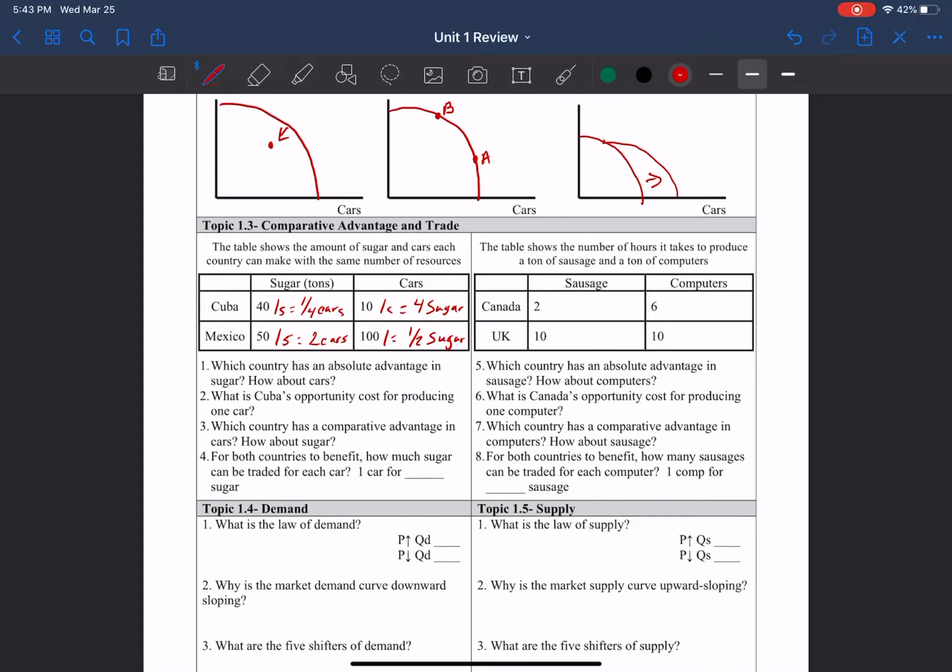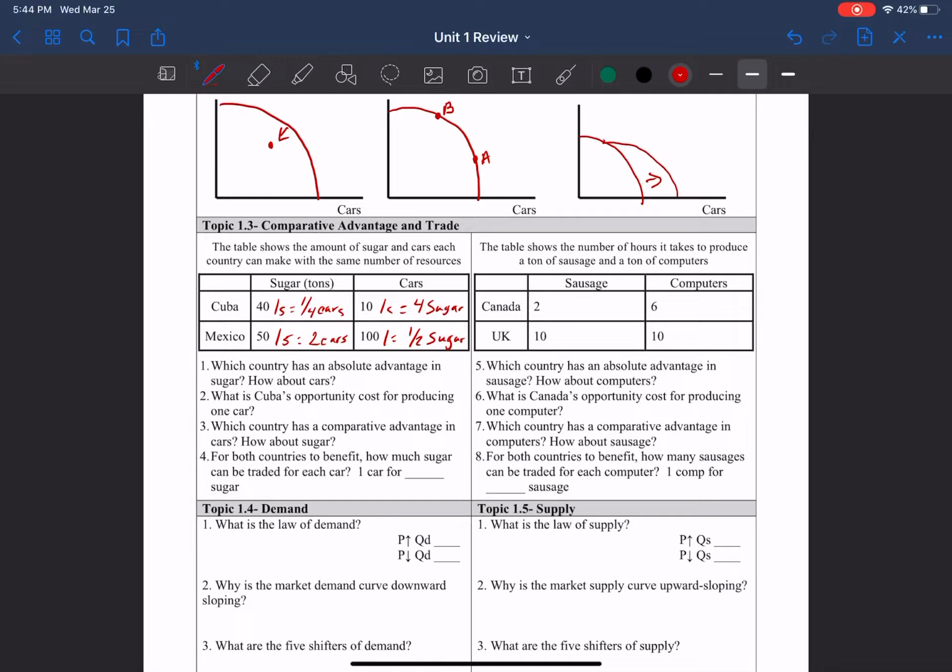Now moving on to comparative advantage in trade. I've already broken down the math for you guys, but essentially in terms of sugar production, Cuba has to give up a quarter of a car to make 1 ton of sugar. Mexico has to give up 2 cars to produce 1 ton of sugar. On the car side, Cuba has to give up 4 tons of sugar to produce 1 car. Mexico only has to give up a half a ton.